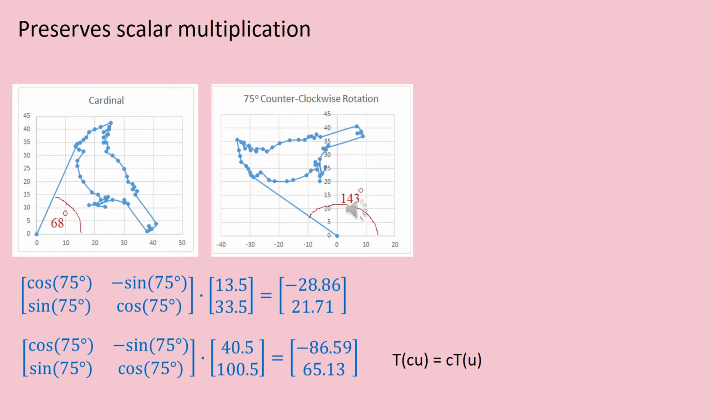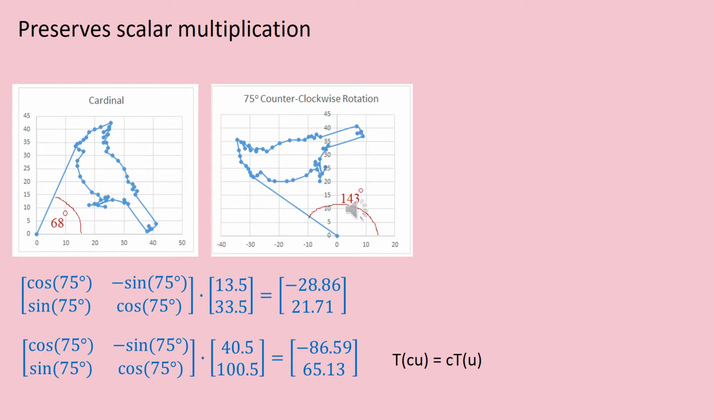Now I apply the transformation to 3 times my original point. And my new coordinates are negative 86.59 for x and 65.13 for y. Again, I'm taking cosine of 75 degrees times the x minus sine of 75 degrees times the y. That gives me the new x. Sine of 75 degrees times the x plus cosine of 75 degrees times the y gives me the new y. I'm just doing vector multiplication with that matrix.